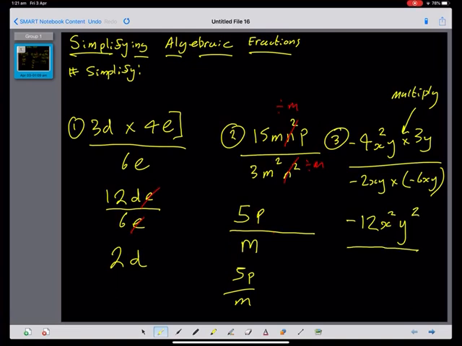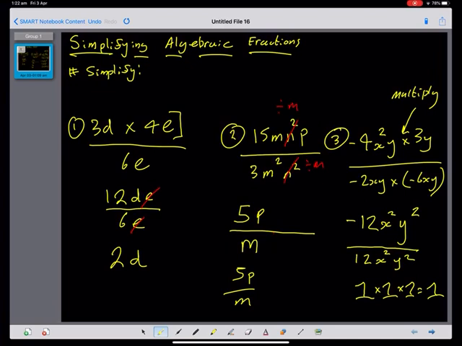All over. Okay, so we've got a minus times a minus, which is a plus. 2 6s are 12. And then we've got x squared, y squared. Okay, so negative 12 divided by 12 is just 1. We've got x squared divided by x squared, which is just 1. And we've got y squared divided by y squared, which is just 1. So we were left with 1.